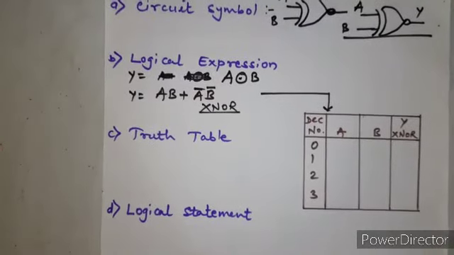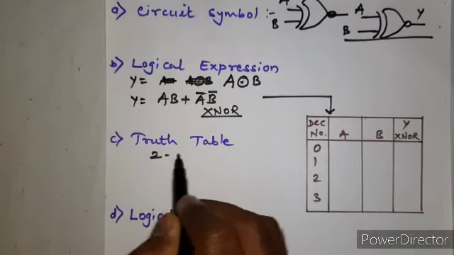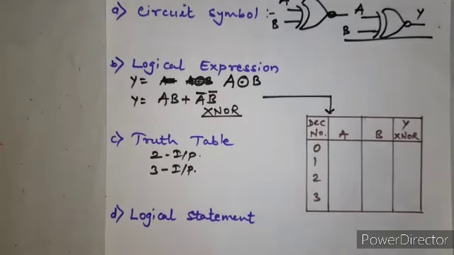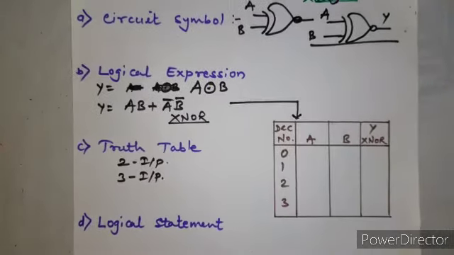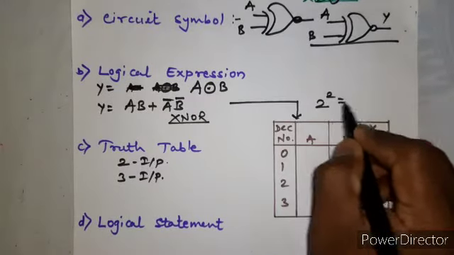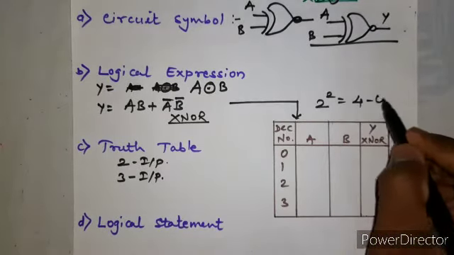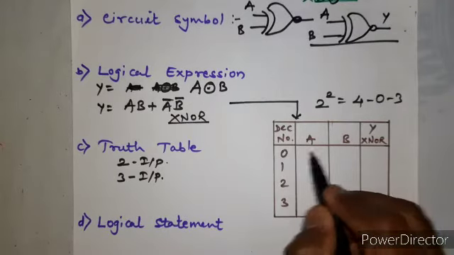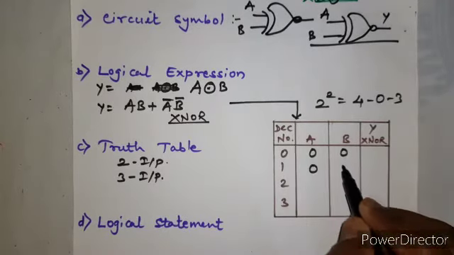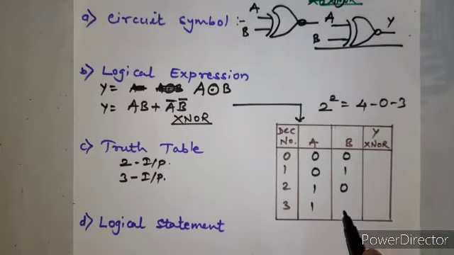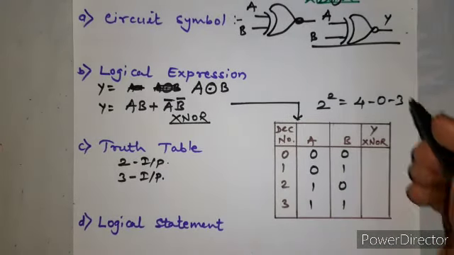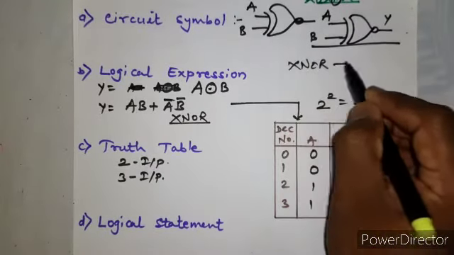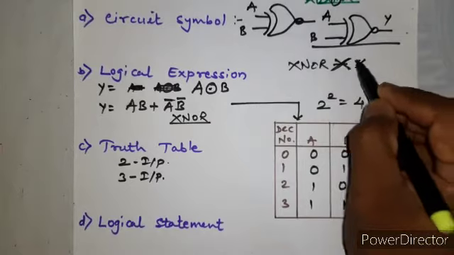Again, in this truth table we have 2 input and 3 input. For 2 input, 2 raised to 2 is 4, so 0 to 3. I have written here 0, 1, 2, 3, so 0 0, 0 1, 1 0, 1 1. Now, since this XNOR gate is opposite to XOR.